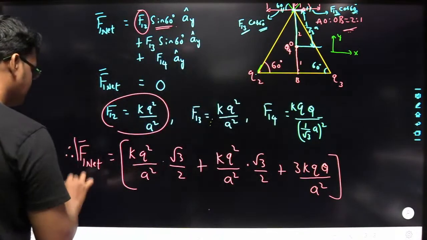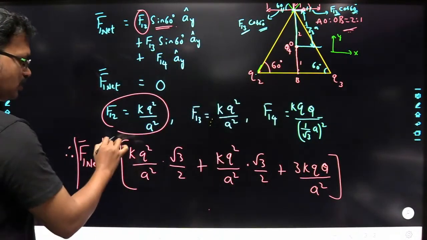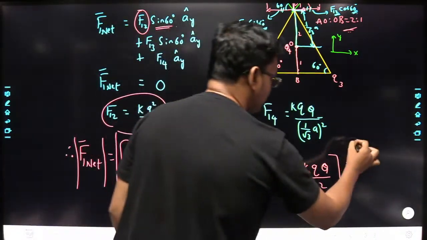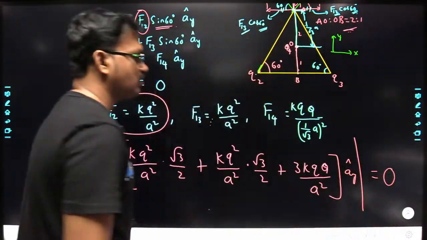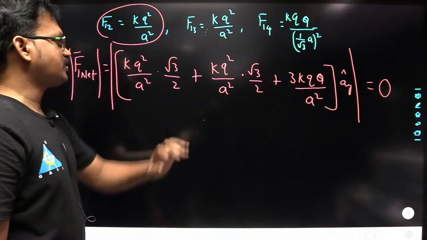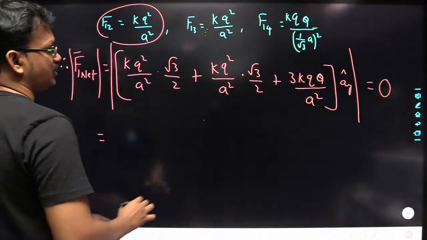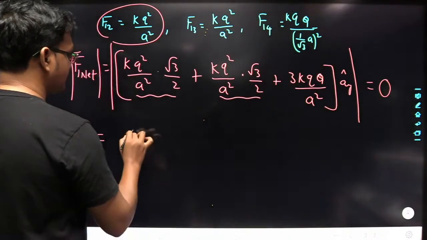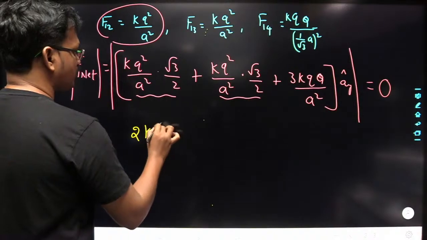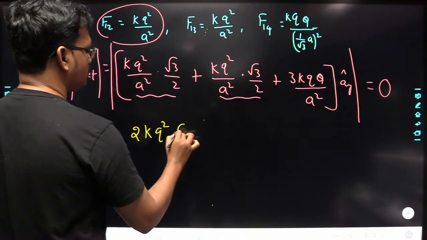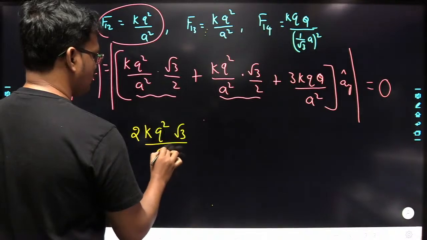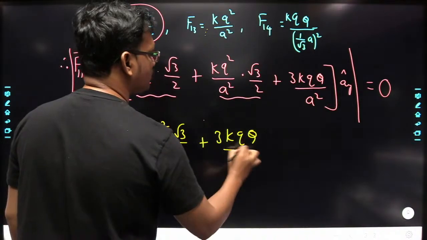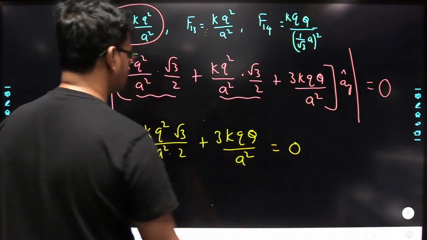So you have to take the magnitude here, since you will get y cap, and this must be equal to 0. If you equate this magnitude to 0, what are you going to get? See, if you observe this term and this term, both are the same. So you can write it as 2K Q square into root 3 by A square into 2, plus 3K Q capital Q by A square. So this must be equal to 0.